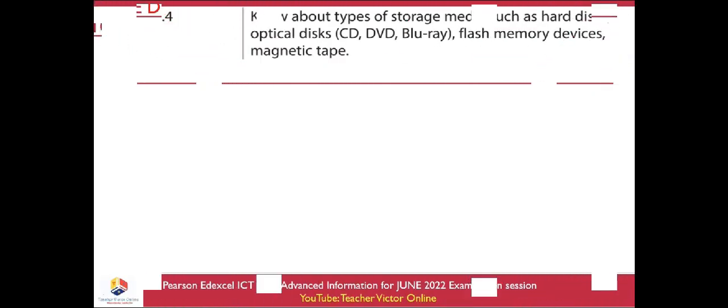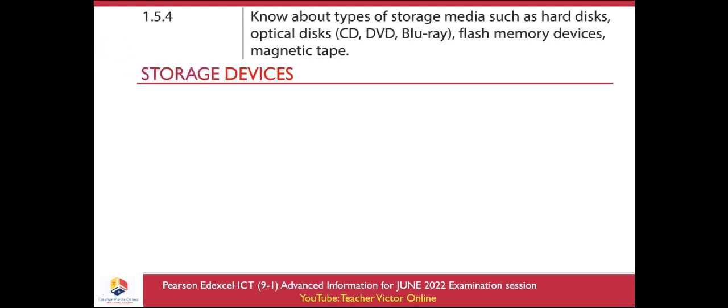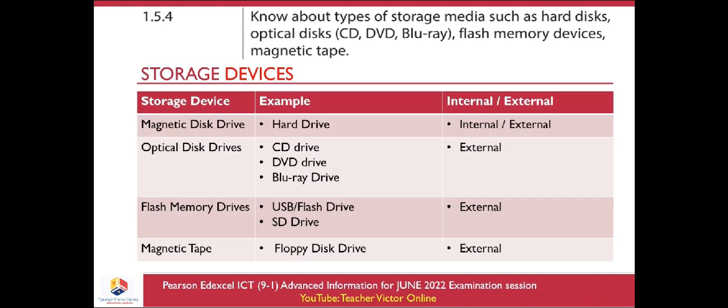We are required to know about types of storage media such as hard disk, optical disk, that is CD, DVD, and Blu-ray, flash memory drives, and magnetic tape. I'll begin by discussing the storage devices, where we have magnetic disk drives, optical disk drives, flash drives, and magnetic tape. As an example of a magnetic disk drive, we have the hard drive, and a hard drive can be internal or external.